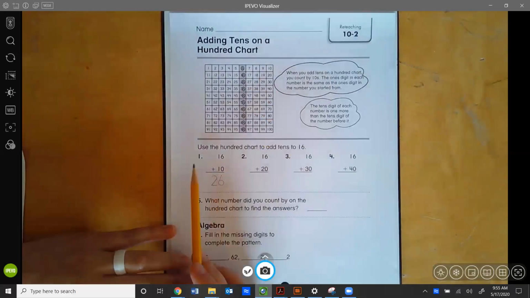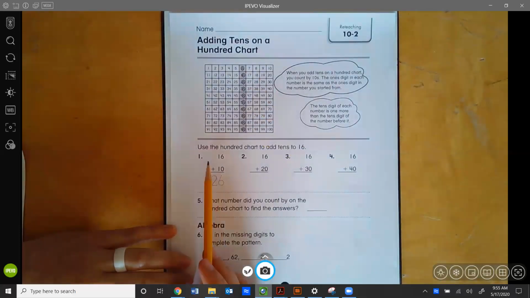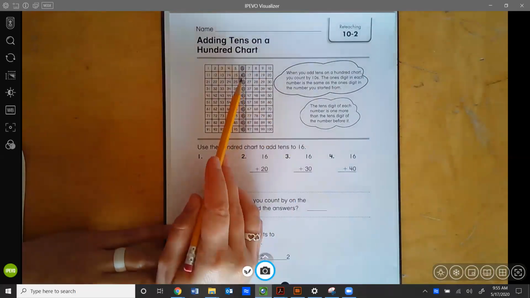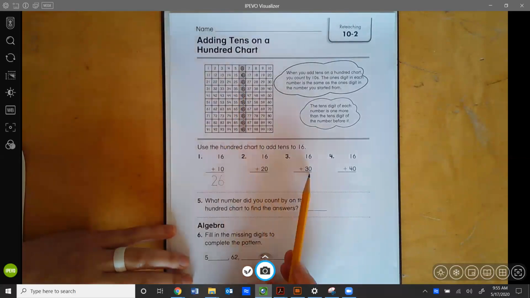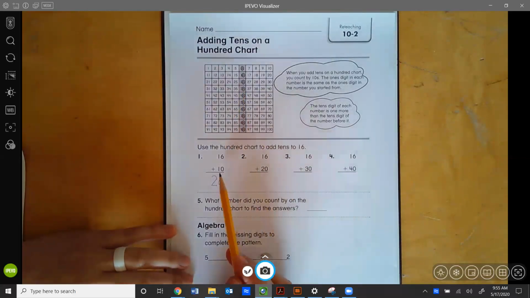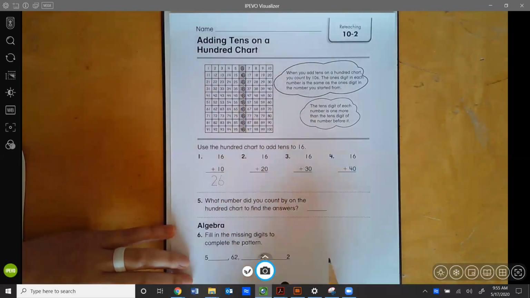So for numbers 1 through 4, it says use the 100 chart to add tens to 16. So you can find 16, which is here, and then add however many tens they're showing you. They're just increasing by 1 each time. So this one's done for you. 16 plus 10 is 26. Then you're going to add 20 to 16, then 30, then 40.